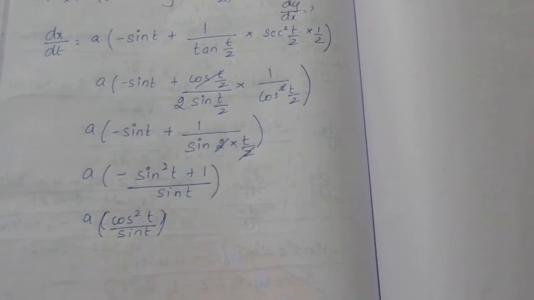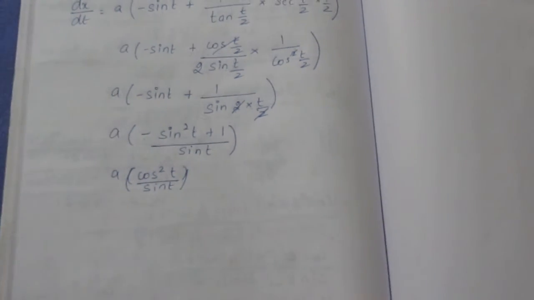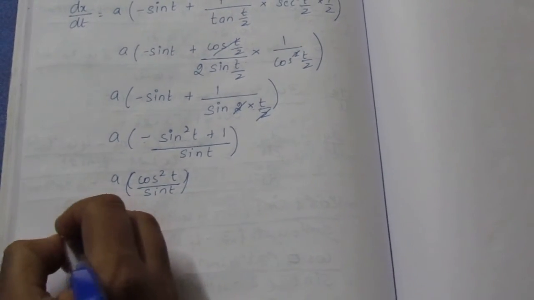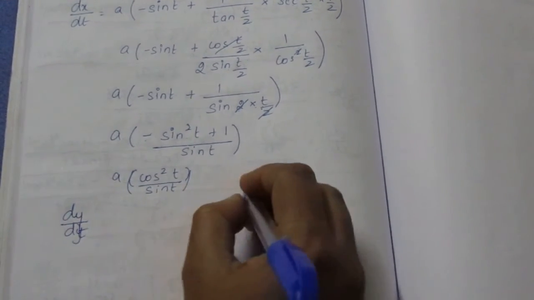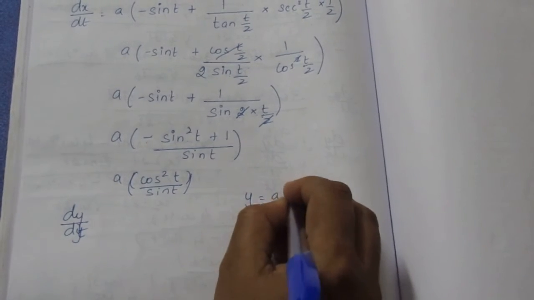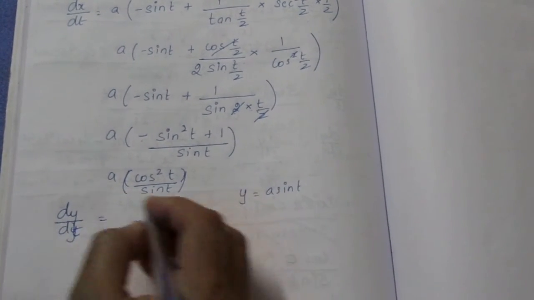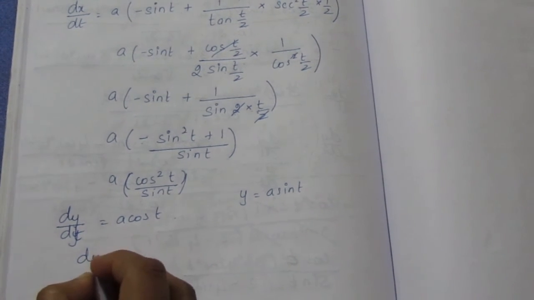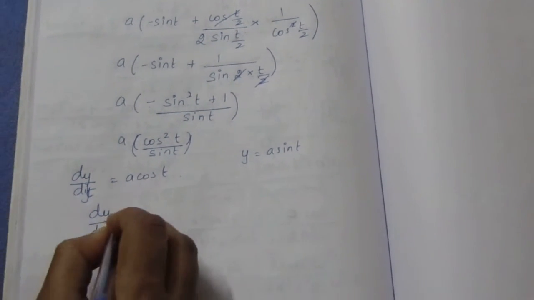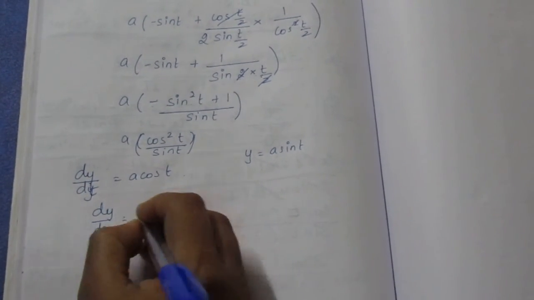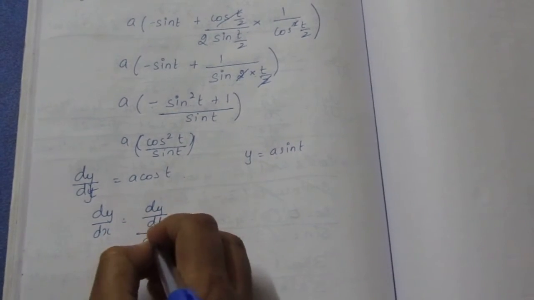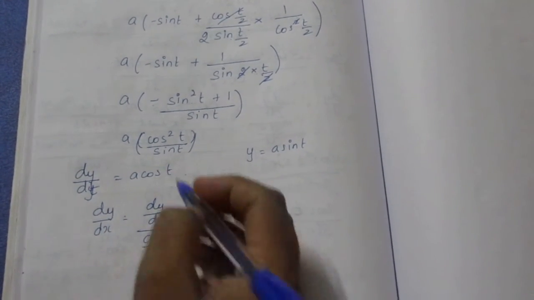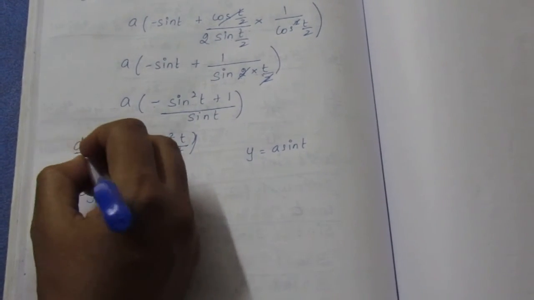Now we'll move on to dy by dt. Here we need to find dy by dt and y is equal to a sin t. So if I differentiate, this becomes a cos t. So we need to find dy by dx. So dy by dx is nothing but dy by dt divided by dx by dt. So we know both the values. This is dx by dt.